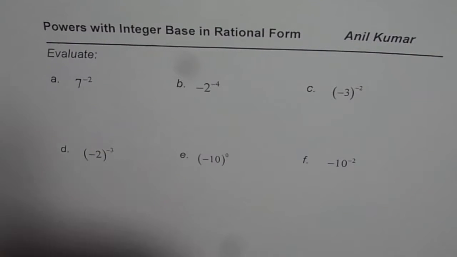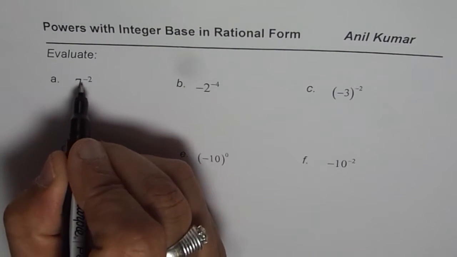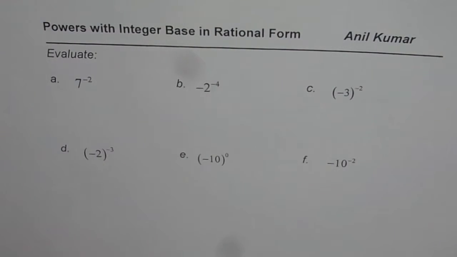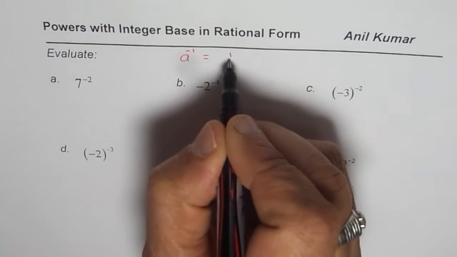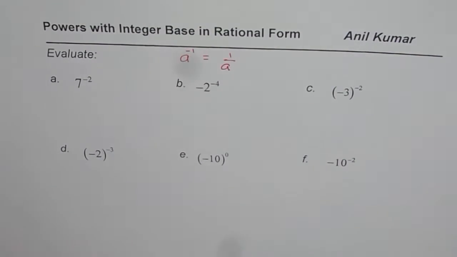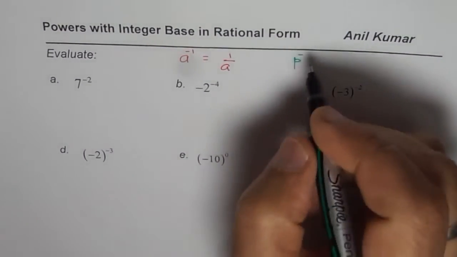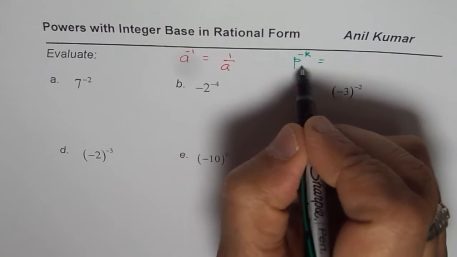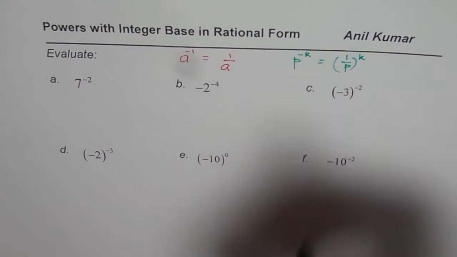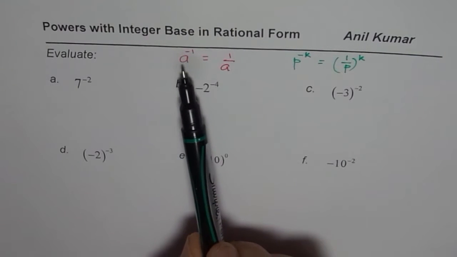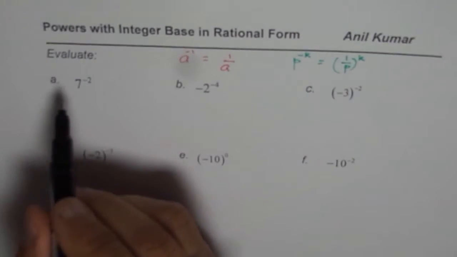When we say 7 to the power of minus 2, that minus really means it is 1 over 7. That makes it reciprocal. So what we have here in general is, if I have a to the power of minus 1, it equals 1 over a, right? That is how it is. If we have, let's say, p to the power of minus k, in that case, we could write this as 1 over p to the power of k, right? So that is how we can evaluate these expressions. So let's apply the strategy and solve.